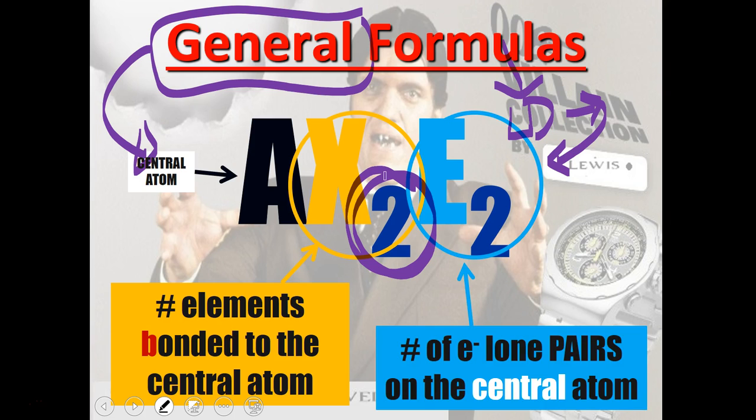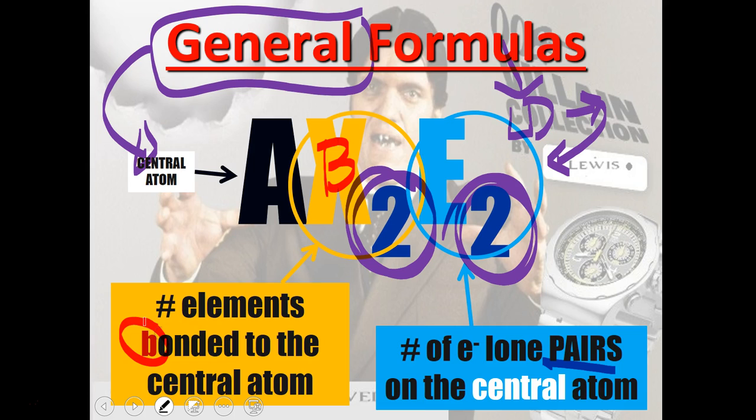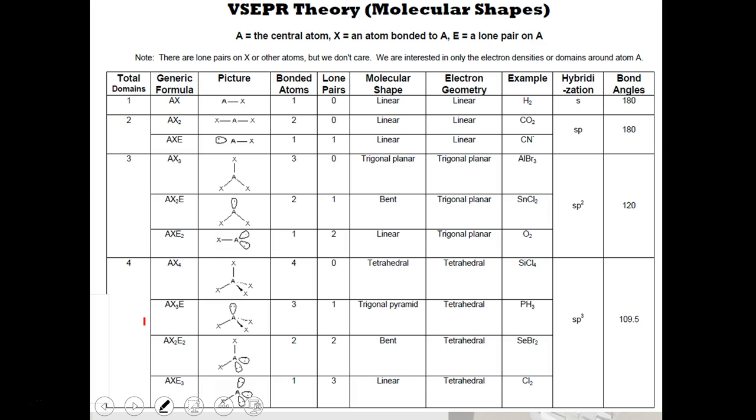The E tells me how many pairs of electrons are bonded on the central atom but not bonded to another element. So for this example, there are 2 electron pairs also bonded to the central atom. But this is your general formula. This could be AXE, or if you're old school, it might be ABE, and again, B standing for bonds. So let's do an example because you're probably kind of confused, and you're going to see how easy this is.